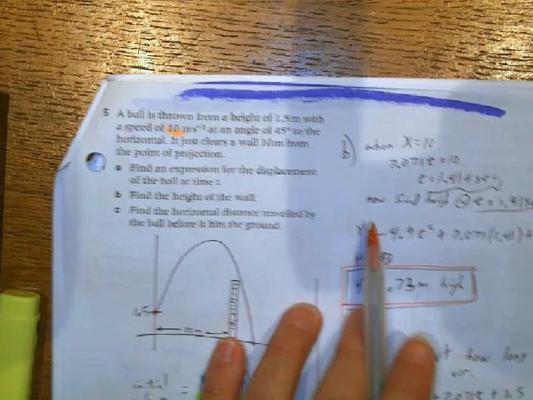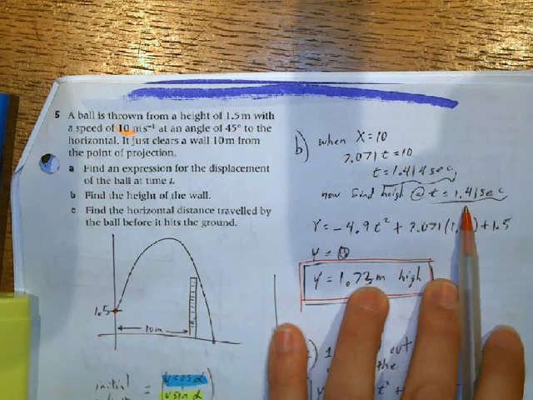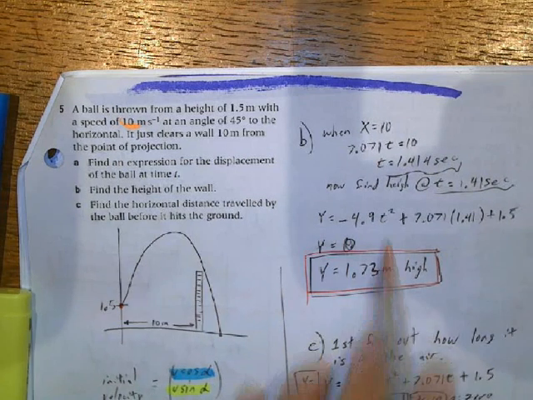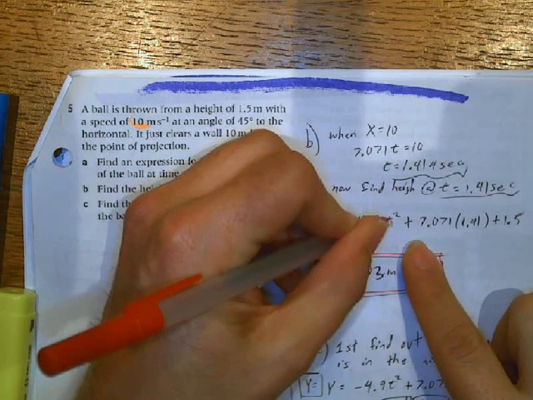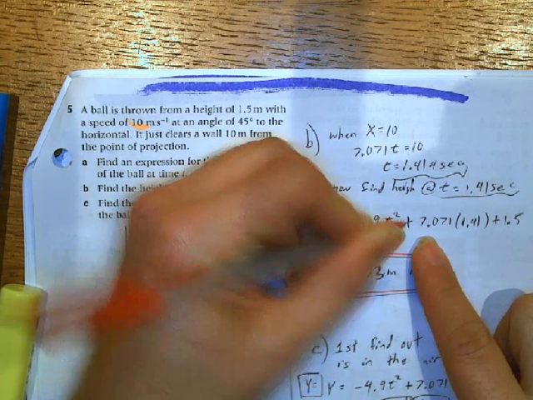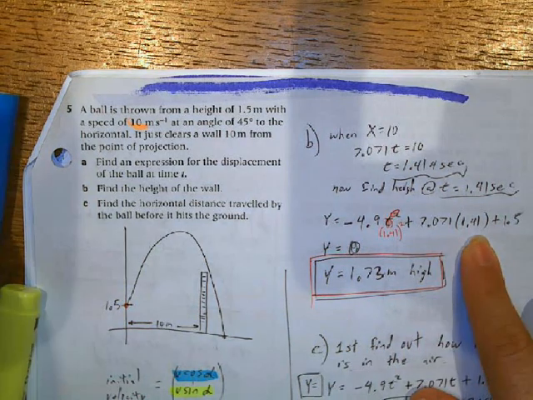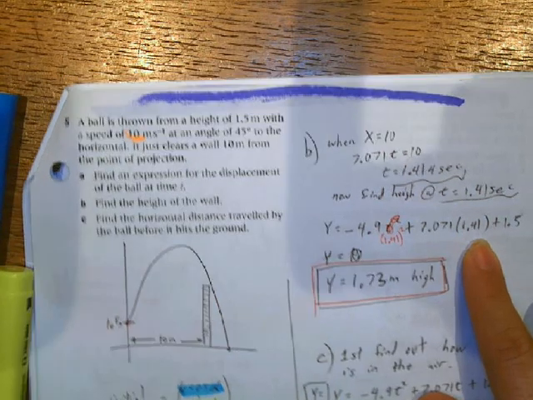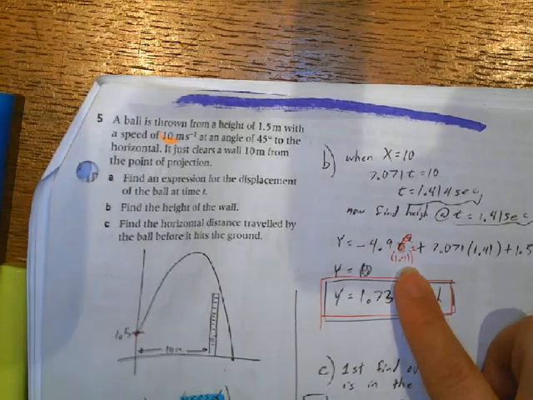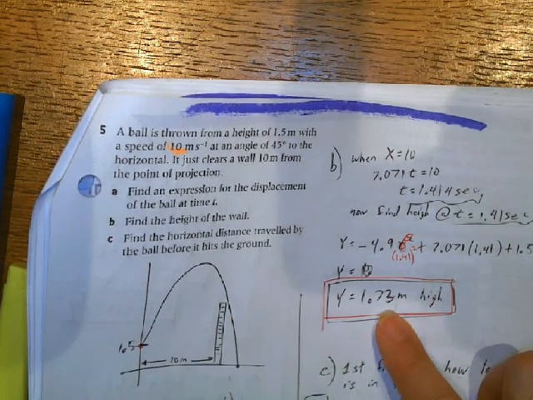Okay, so now I'm going to find the height when we've gone 1.41 seconds. So I'm going to replace t here with 1.41, and here also, because I'm just using this equation here, and I'm replacing the time with 1.41. Then we figure out the height of the wall is 1.73 meters high.